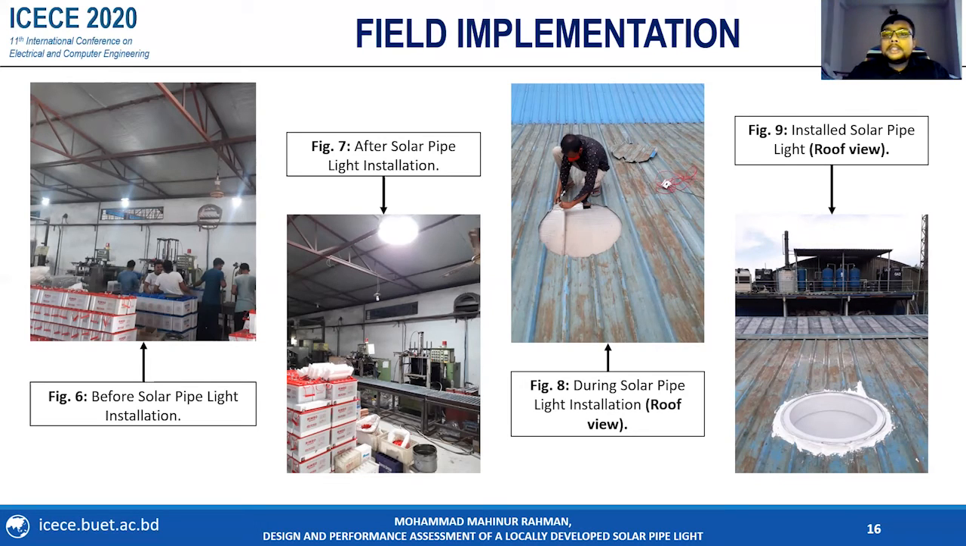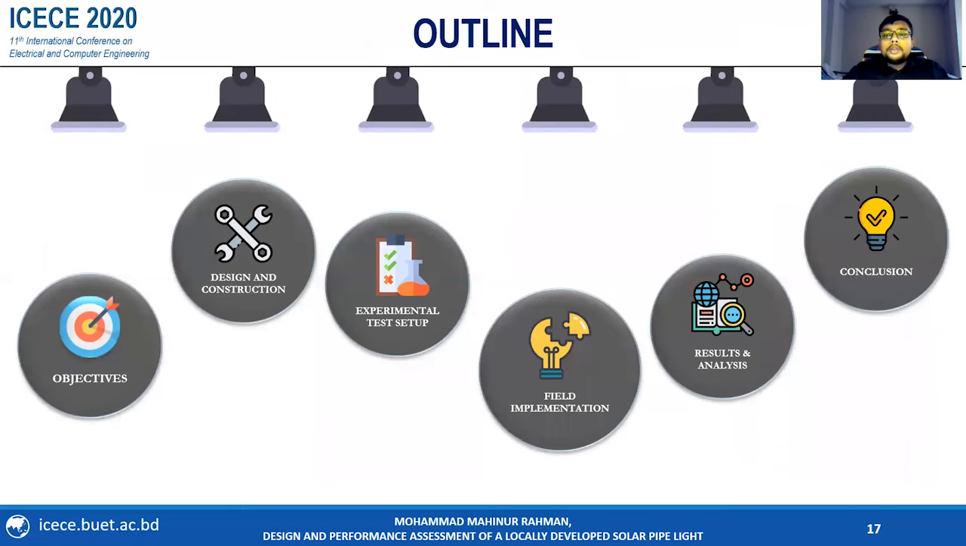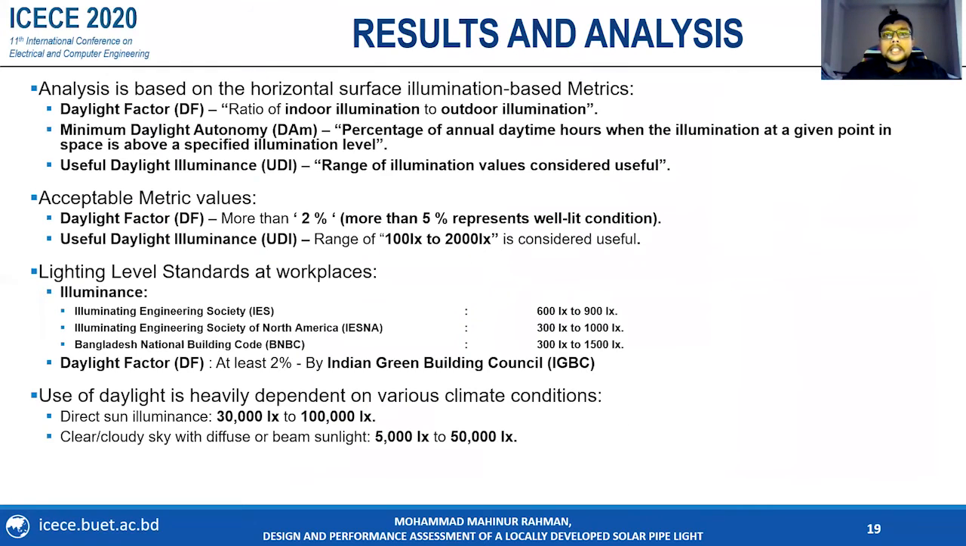And figure 8 and 9 shows the installation at the roof, how the roof is cut and the solar pipeline placed. Now moving on to the results and analysis section. In our results and analysis, we have used three different horizontal illumination based metrics: the daylight factor, the minimum daylight autonomy, and the useful daylight illuminance.